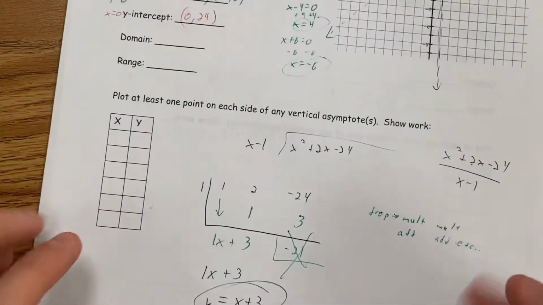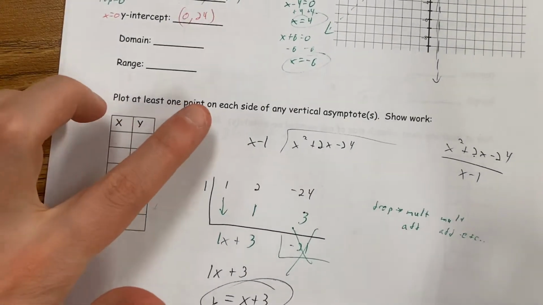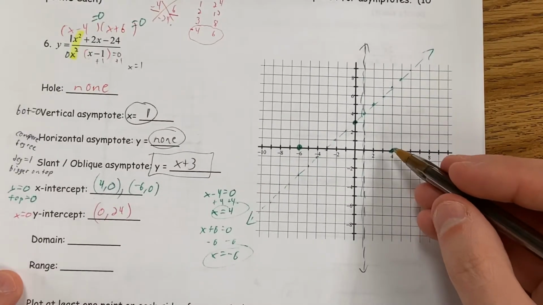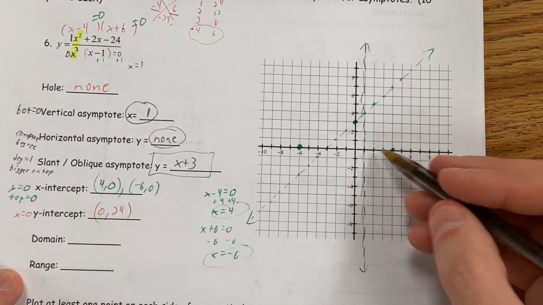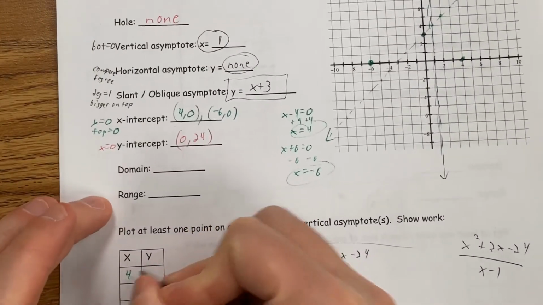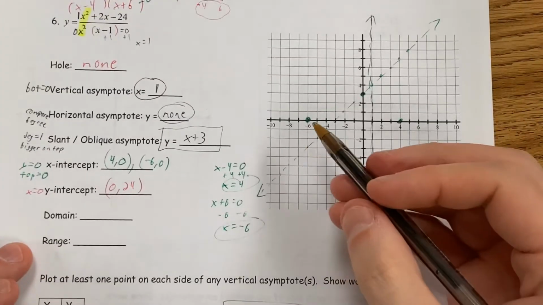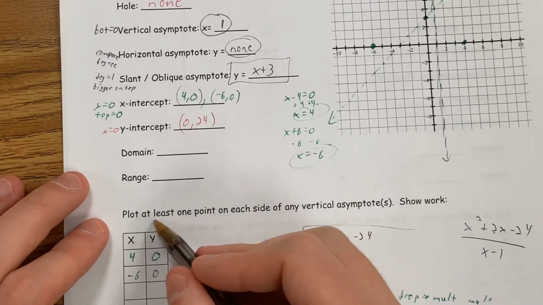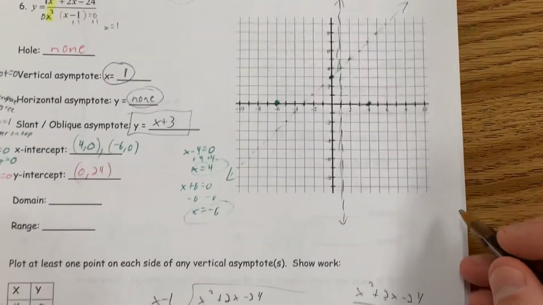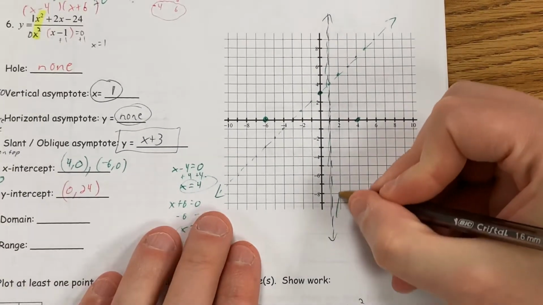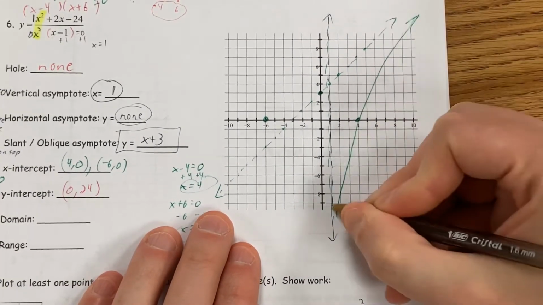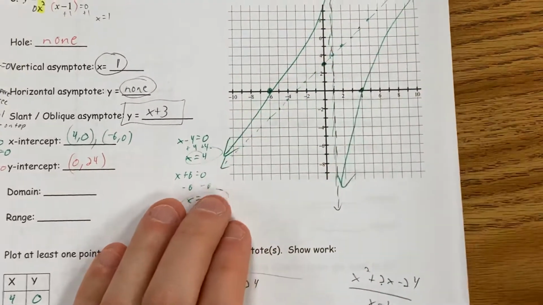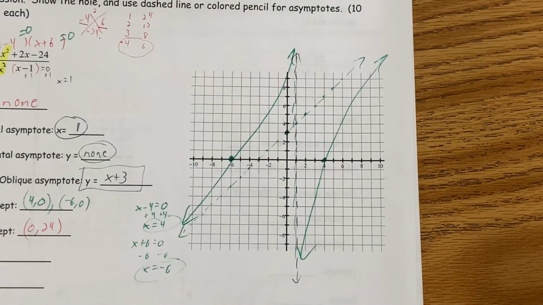Doing this whole graph kind of makes the table moot because it says plot at least 1 point on each side. Well, guess what? I already did. Here's a point on this side, so it's 4, 0. Ta-da! Here's negative 6, 0. Ta-da! I have plotted at least 1 point on each side of the vertical asymptote, so I'm just going to kind of go like this. Boom, boom. Awesome. It's beautiful, isn't it? Don't answer that.